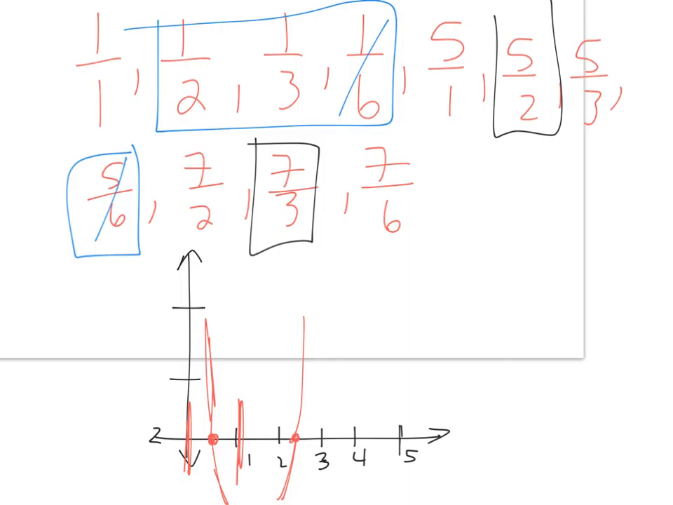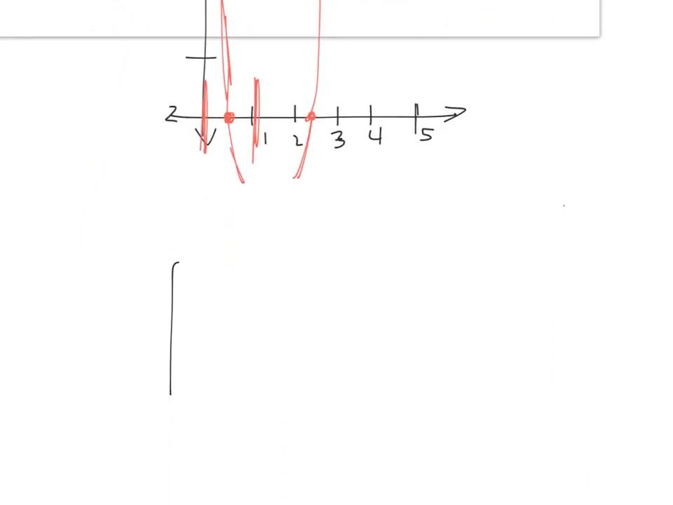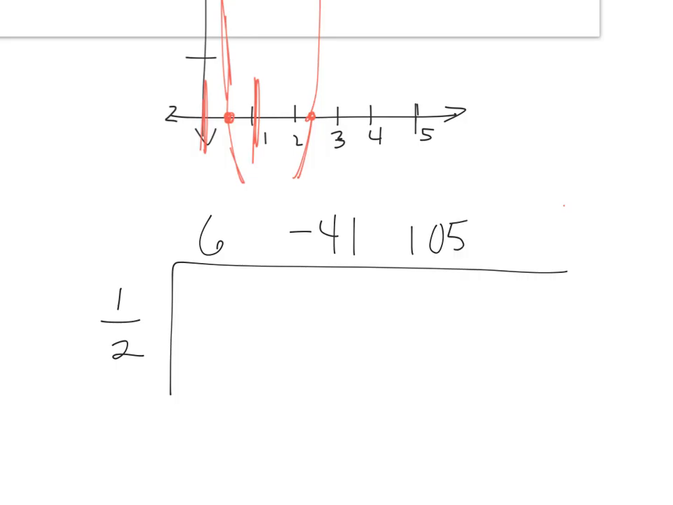So let's go ahead and make a synthetic table. Do you want to use either 1/2 or 7/3 first? It doesn't matter since we know that they're both answers. All right, great. I'll use 1/2. Let's try that. Our numbers across the top are 6, -41, 105, -113, and 35.